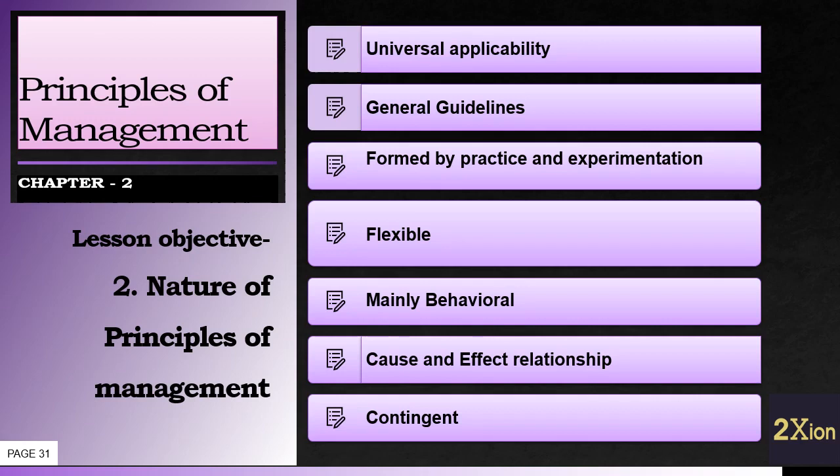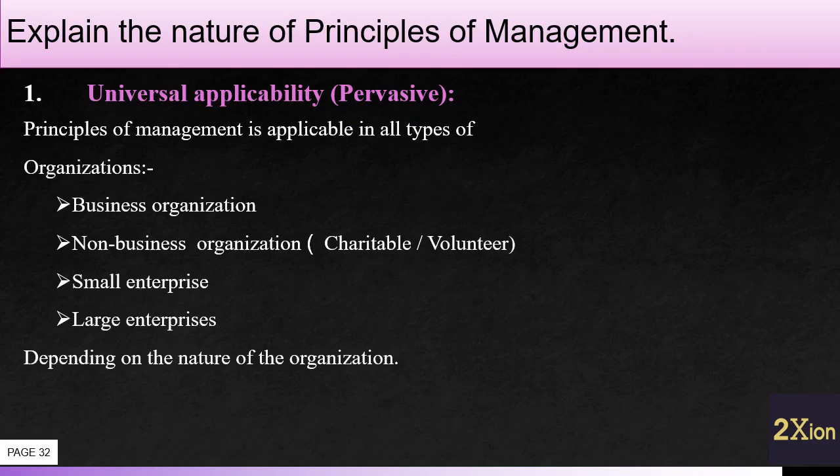Moving on to the next lesson objective, nature of principles of management. Let's see them one by one. First one, universal applicability. We have learned this in characteristics of management, all pervasive, which means the same. The principles of management is applicable in all types of organization, such as business organization, non-business organization. It can be charitable or voluntary organization, small enterprise, large enterprise, depending on the nature of the organization.